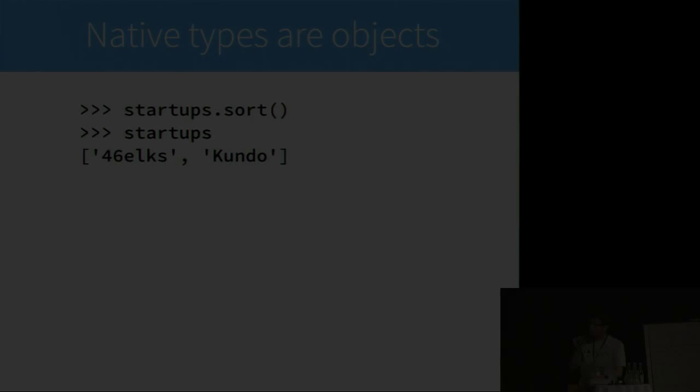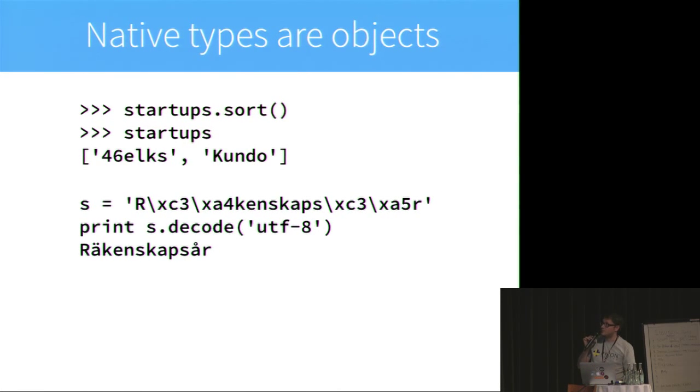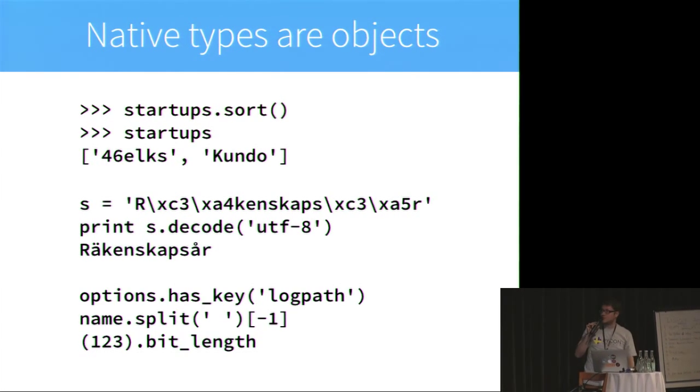So let's say you have a string, you put it to some value, and of course if you want to decode that in UTF-8, that's a method on the string. And there are a lot of other things. Even the integers are objects, so you can find a bit length there on a 123 integer.